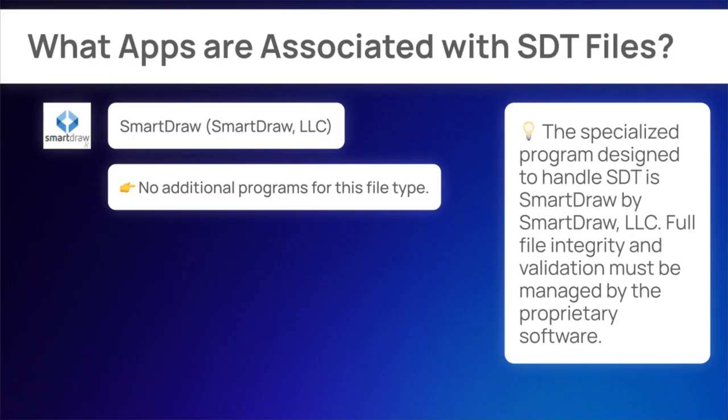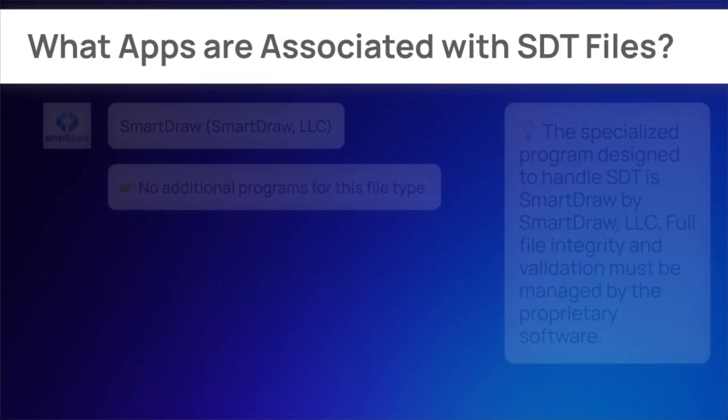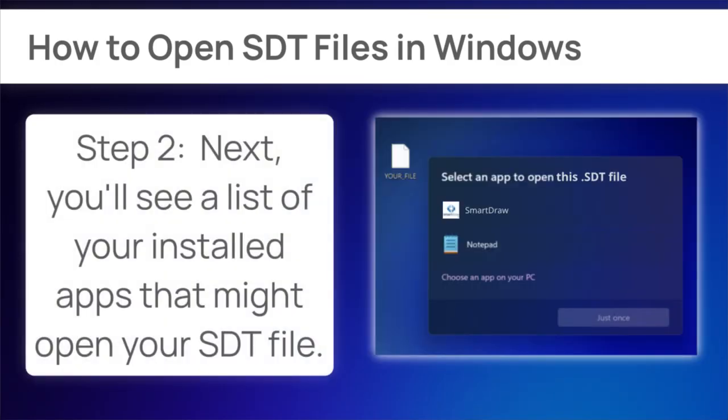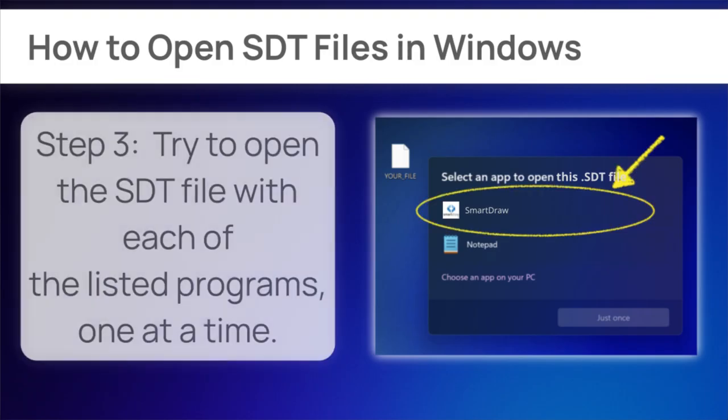Windows recognizes a few vector formats, but full control comes from vector editing software. Your quick fix starts here. Right-click the SDT file and choose Open With. If SmartDraw is installed, test it immediately. If not, select a different option.